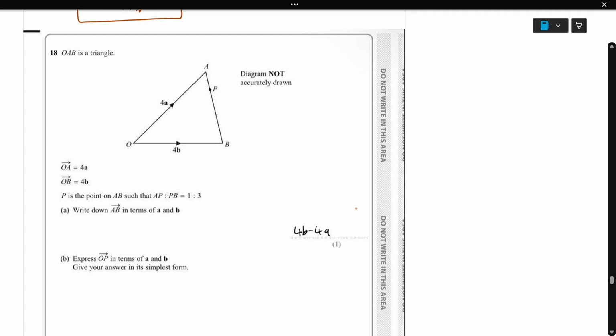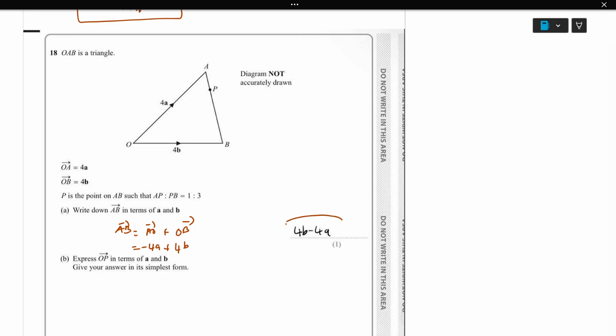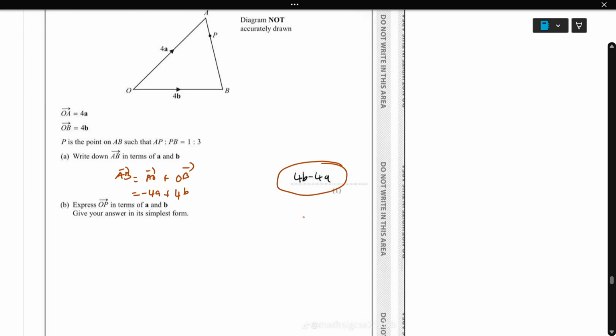Next question, question number 18. It's a vector question. OA and OB are given. P is the position here, 1:3. Write down AB. AB is going to be AO plus OB. AO equals negative 4a plus 4b. So this is the answer, 4b minus 4a.